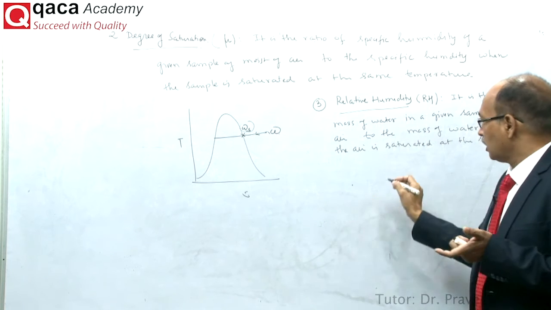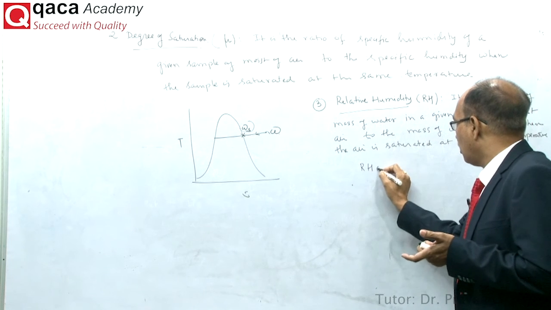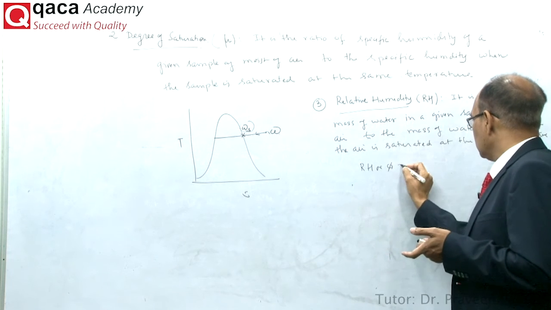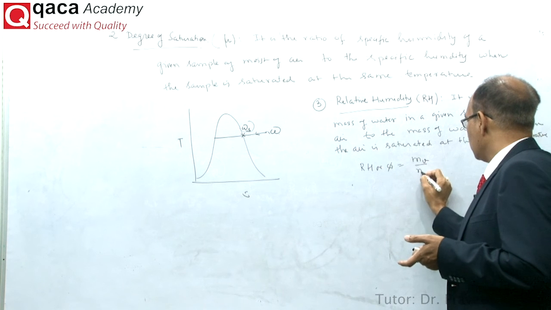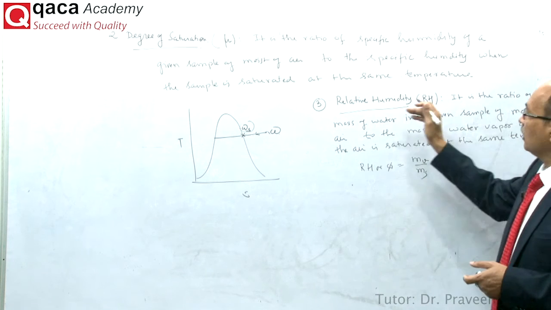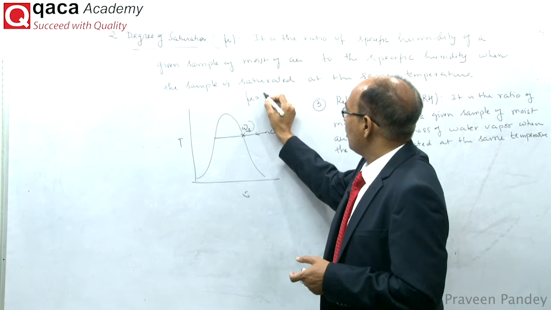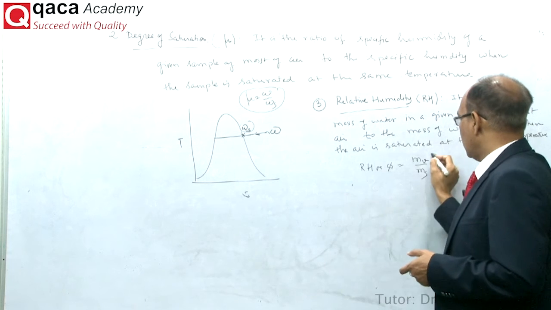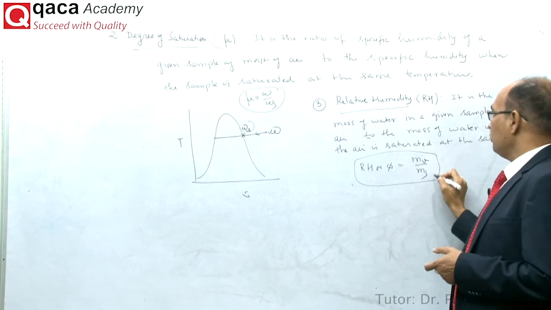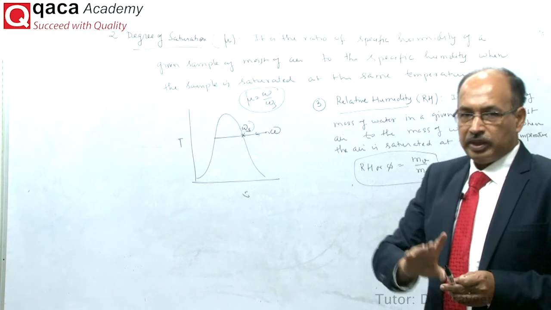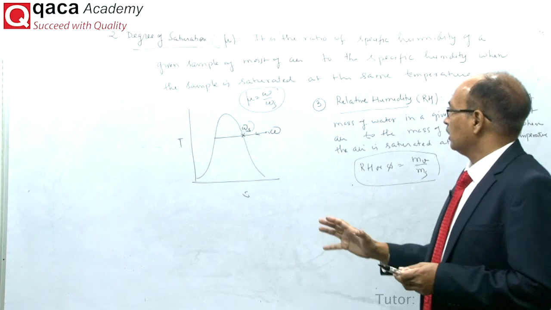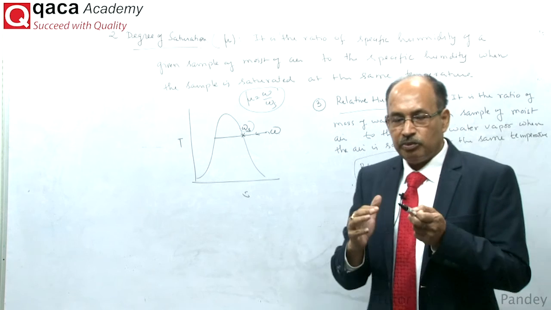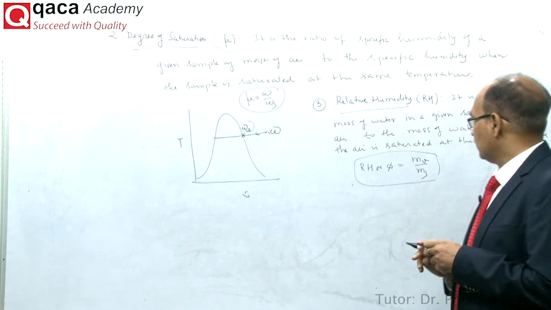So, by definition RH, or phi, phi is also used for relative humidity, is mV by ms. So, we can see mu is omega by omega s and RH is mV by ms, both at the same temperature. Their definitions are different, but both indicate how much moisture can be added to the moist air sample.